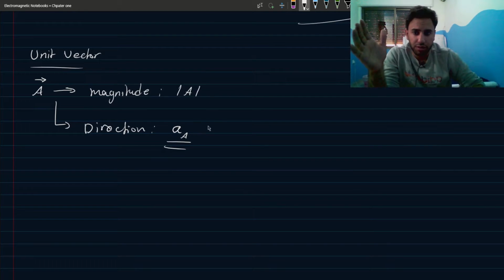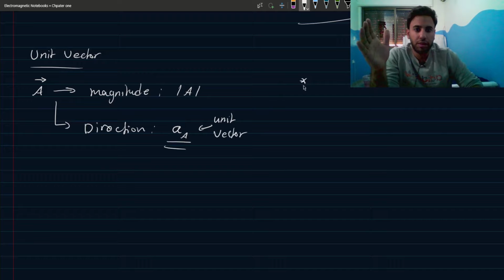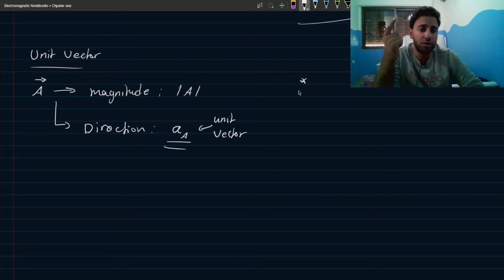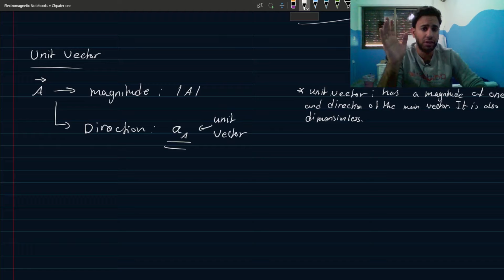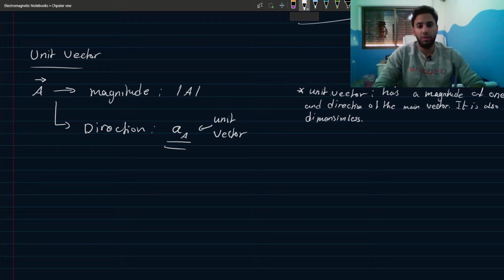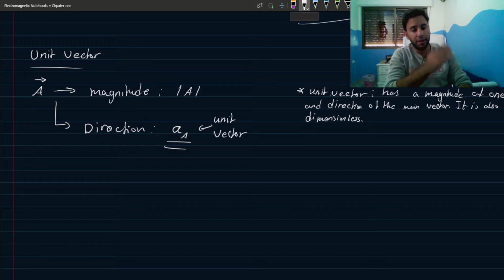But the unit vector is a small vector that has a magnitude of 1 and has the direction of the main vector. So a unit vector has a magnitude of 1 and the direction of the main vector. It is also dimensionless, meaning it has no unit. It doesn't have Newtons or seconds. It's just an indication that tells you the vector is that way.